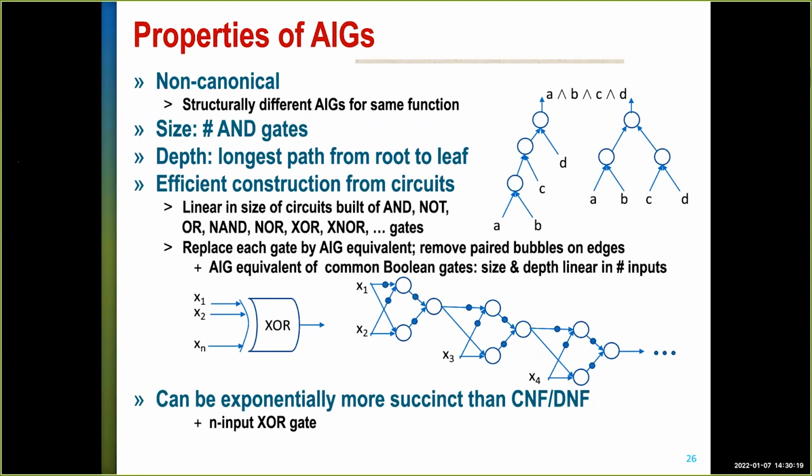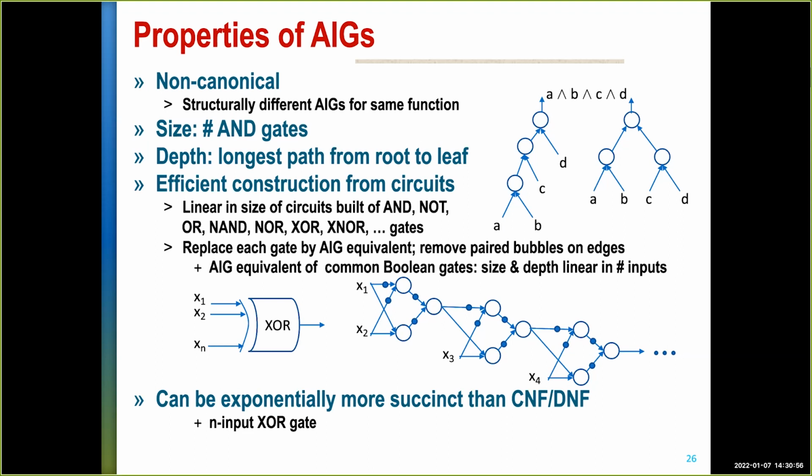So the first thing that we give up when we go from ROBDDs to AIGs is that they're non-canonical. I can have two different looking And-Inverter graphs, so these are graphs of ANDs and inverters, that represent the same function. Here, for example, I have represented A and B and C and D using two different AIGs. The size of the AIG is typically measured in terms of the number of AND gates, because that's the main operator you have. The depth is usually the longest path from the root to a leaf.